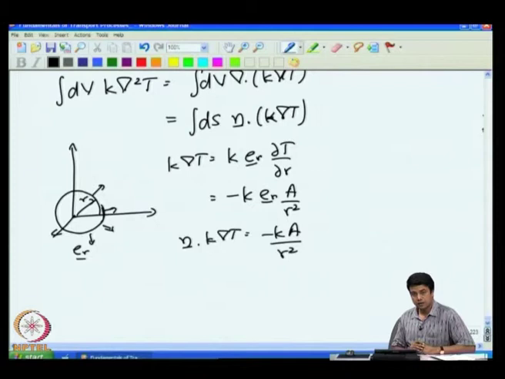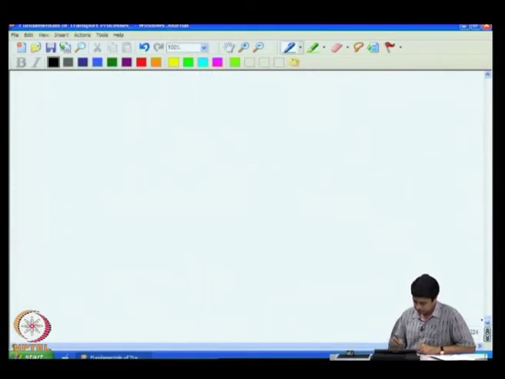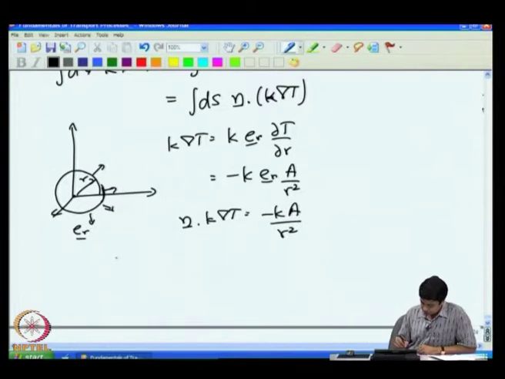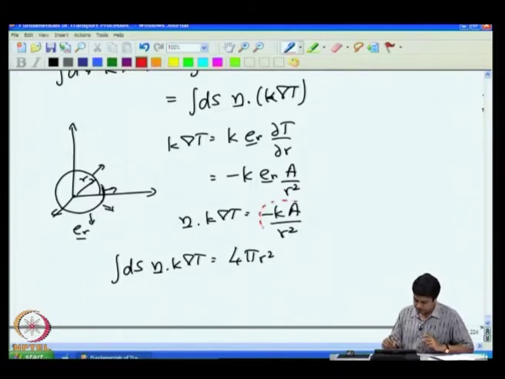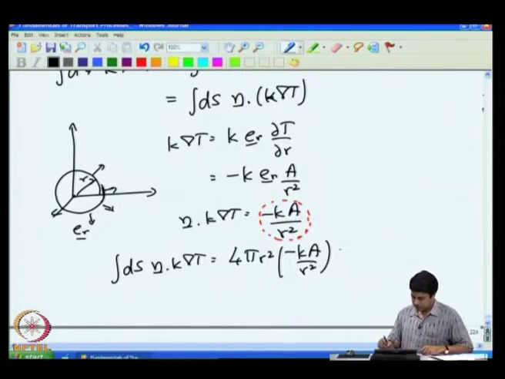Now, what is the integral over the surface? The integral dS of n dot K grad T is equal to the surface area, which is 4 pi r square, times this function. Since the surface is at a fixed radius r, this function is a constant. So, I get the surface area times minus K A by r square, and this just becomes equal to minus 4 pi K A.